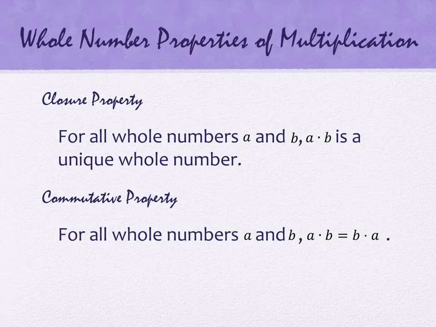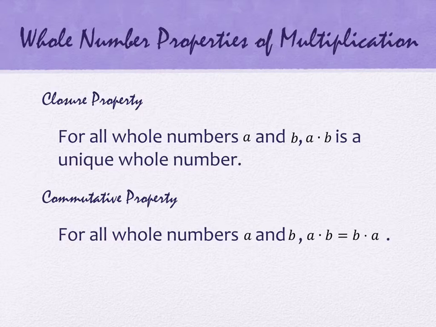You get another whole number. Commutative. With addition, we had the ability to say that 5 plus 3 is equal to 3 plus 5. We have that same ability with multiplication. 5 times 3 is equal to 3 times 5. Multiplication is commutative. You can switch the order.